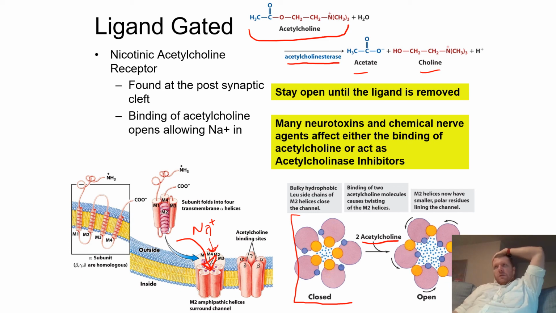Acetylcholine esterase is kind of a regulator of that, because what this does is it takes that acetylcholine and breaks it down to acetate and choline. So that serves as a regulator, and if you have a neurotoxin or chemical nerve agent that blocks acetylcholine esterase and prevents it from breaking acetylcholine down into acetate and choline, well then you're not going to lose that acetylcholine, and therefore that channel's just going to remain open.